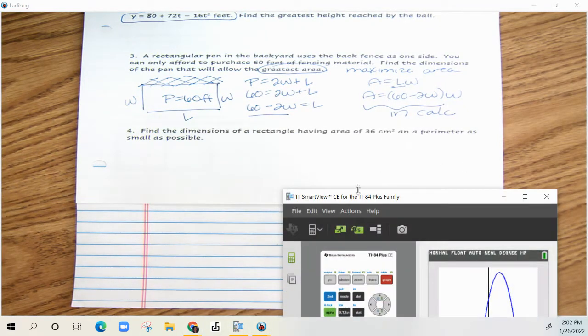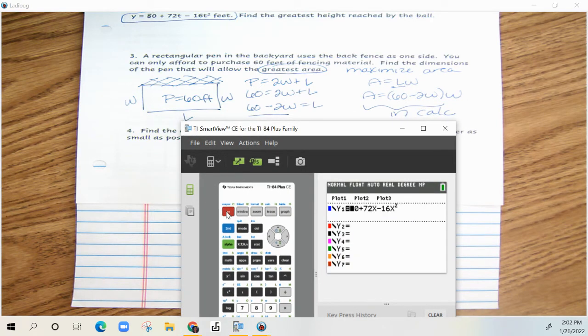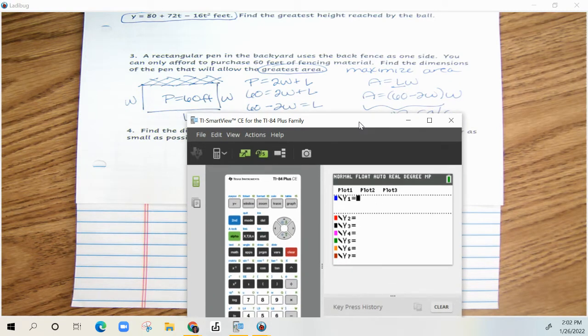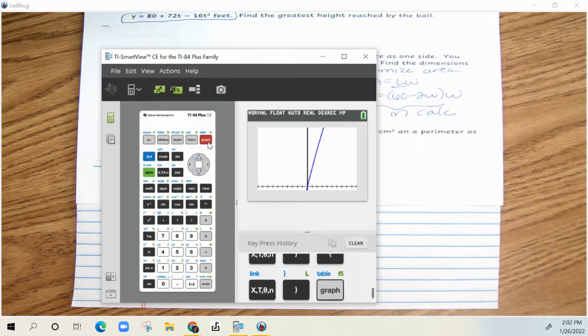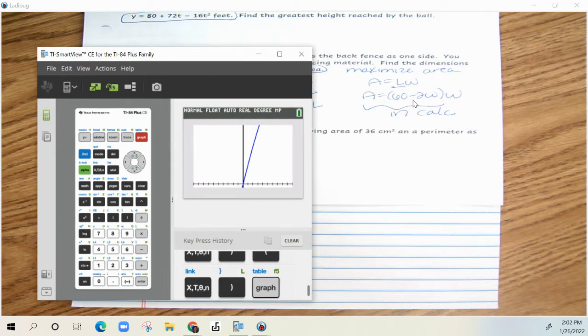So I am going to go to y equals. I am going to type in my equation, which is 60 minus 2W. That'll be 2x. And times x. I'm going to put it in parentheses. I don't think you really need to. All right, just going to see if my last window is good. Can always adjust it. All right, looking at this polynomial, if I were to distribute, it is just like the others. It's a parabola that turns down.